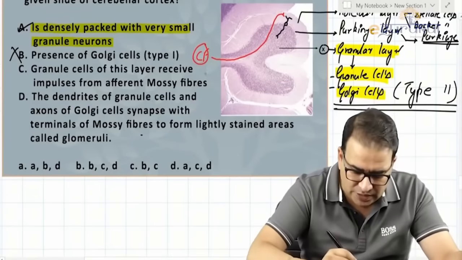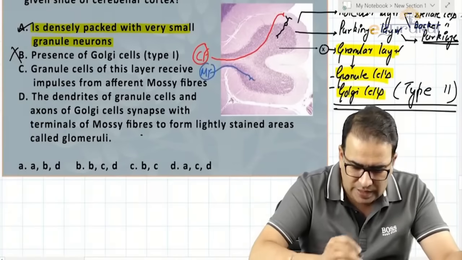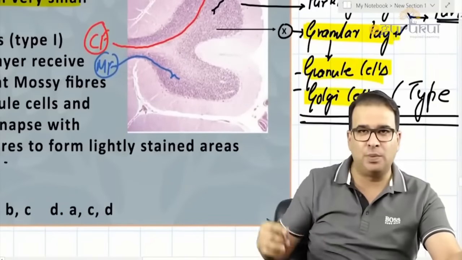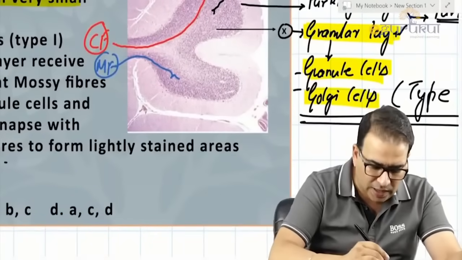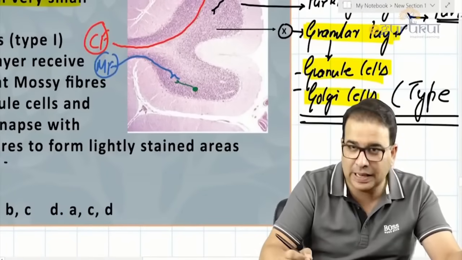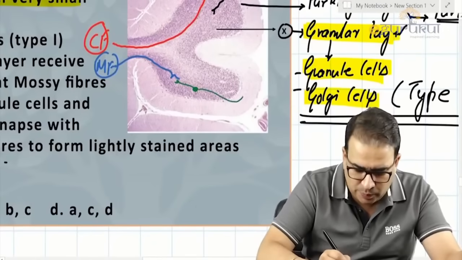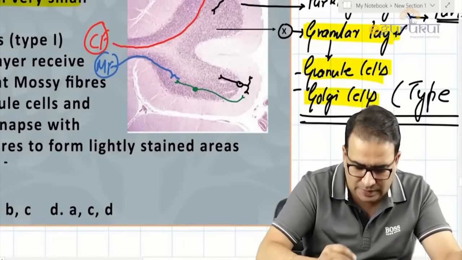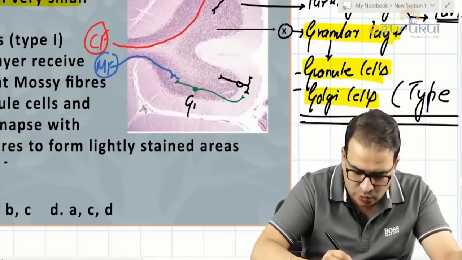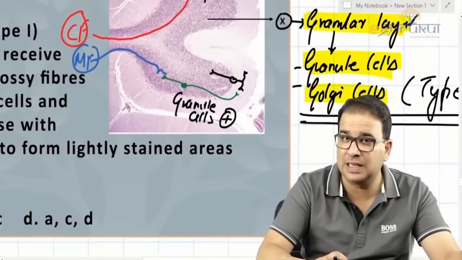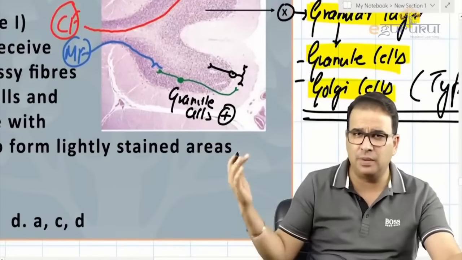Mossy fibers are limited. I'm writing MF. Mossy fibers are those which are only limited to what layer? To the granular layer. So if they are only limited to the granular layer, how are they able to reach the top layer, or how will they synapse with the Purkinje cell? Well, with the help of a granule cell present in this layer. The granule cells synapse with them, and then they reach the topmost layer where they connect to the dendrites of the Purkinje cell. These cells here are the granule cells, the only excitatory cells that we have in the cerebellar cortex. Rest all are inhibitory cells.